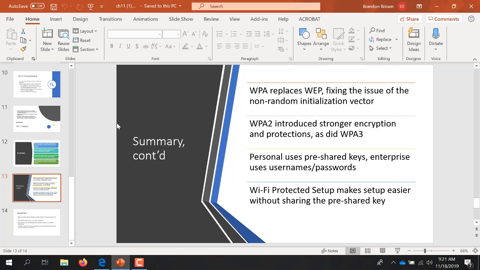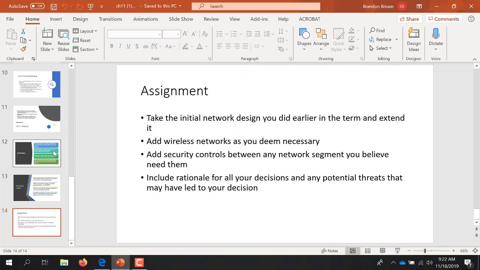Personal uses pre-shared keys, and then enterprise uses usernames and passwords. You can incorporate multi-factor authentication within enterprise. Enterprise basically leverages RADIUS or TACACS for the authentication protections against an LDAP or Active Directory backend. RADIUS and TACACS can also help in the prevention of rogue access points. Wi-Fi Protected Setup makes setup easier without sharing the pre-shared key, but it has several flaws and you have to be careful of them.